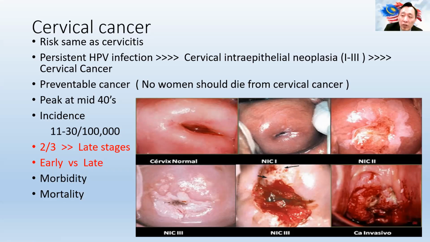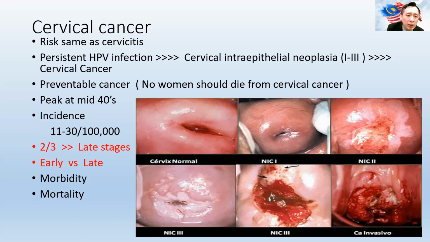So once they're infected, the infection persists, then they cause cervical intraepithelial neoplasia or lesion. These are precancerous lesions. If they are left alone, in about 5 to 10 years' time, they become cancer. The diagram here shows a normal cervix, CIN1, CIN2, and CIN3. Most CIN1 and 2 can revert to normal. It's unlikely that CIN3 will revert to normal. If you leave it alone, the patient may have cancer later on.